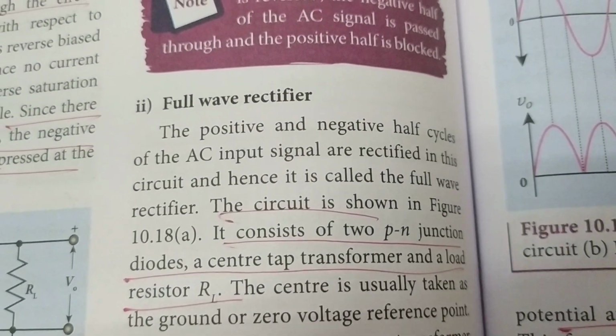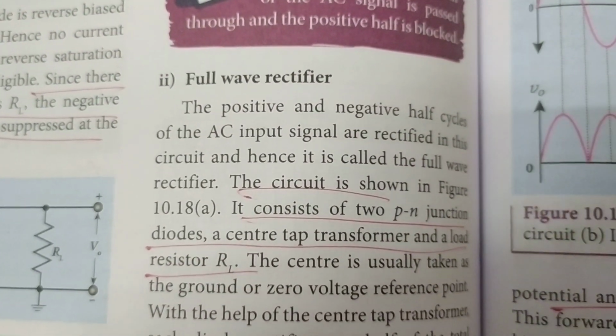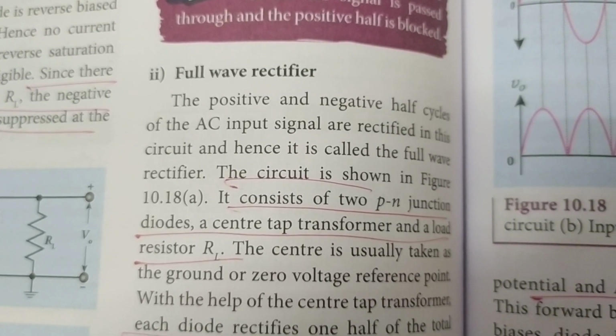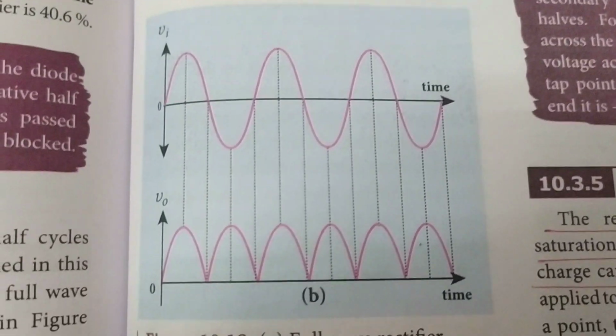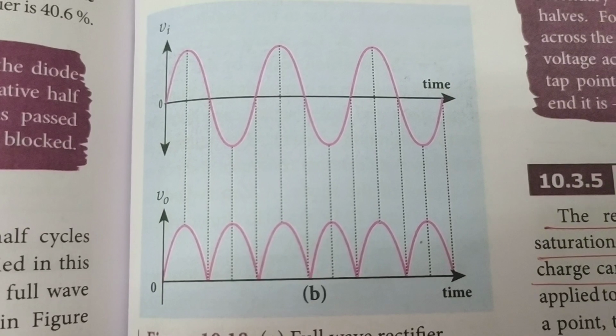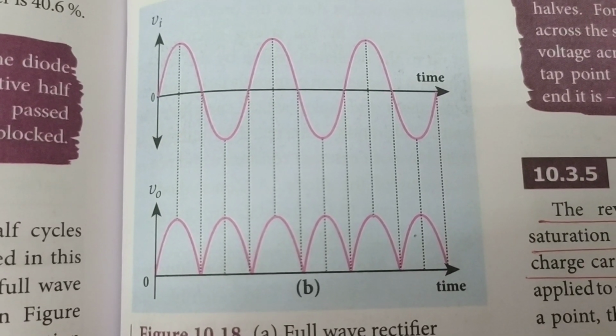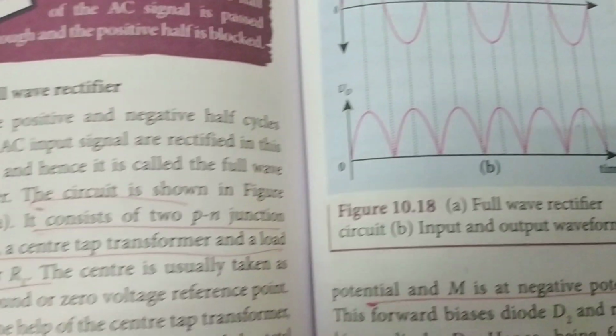Next, the full wave rectifier. In the full wave rectifier, both the positive and negative half cycles are rectified. When you see this graph, you see both the cycles are rectified, both the positive half cycle and the negative half cycle.